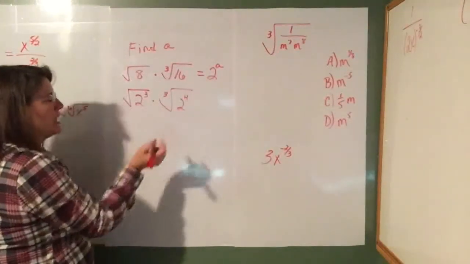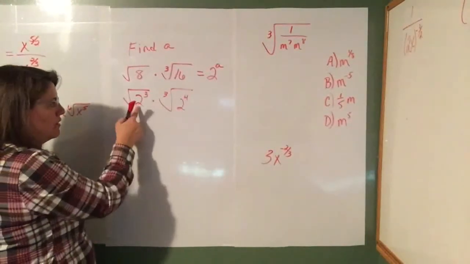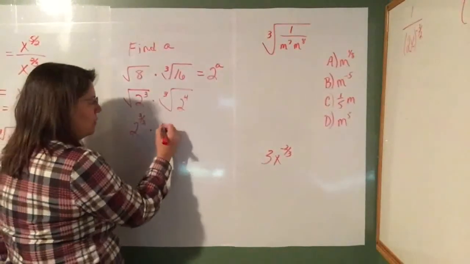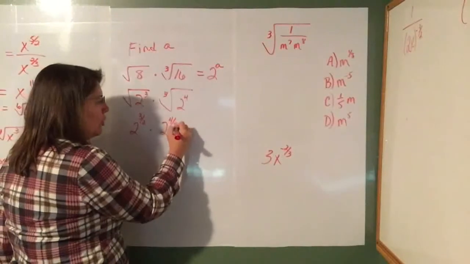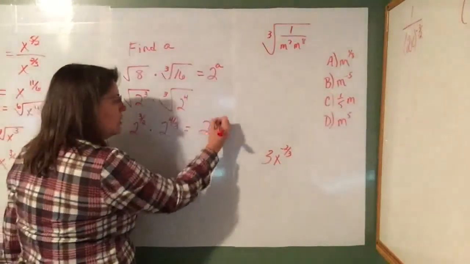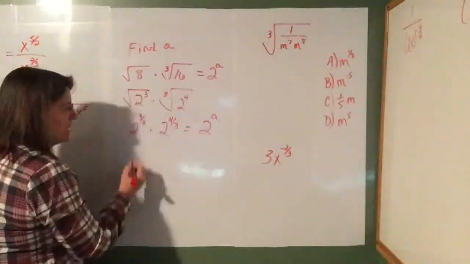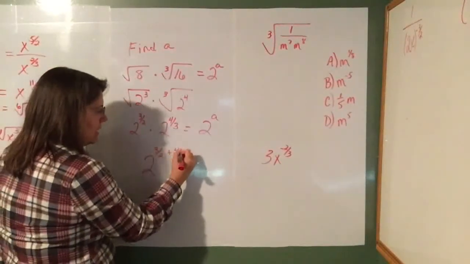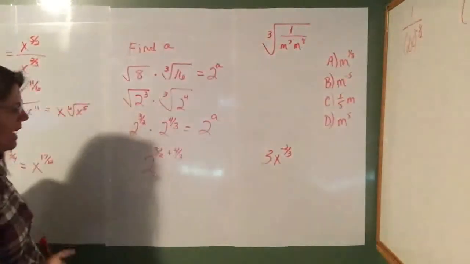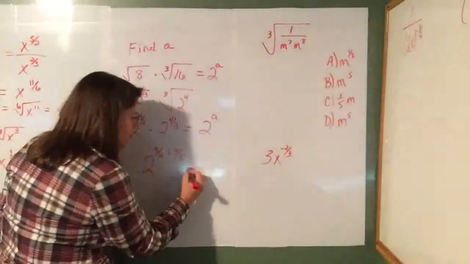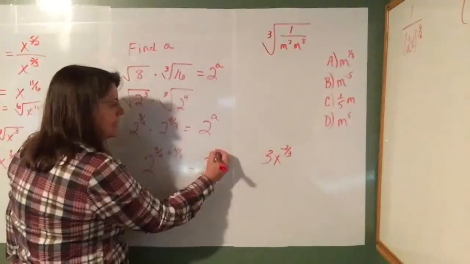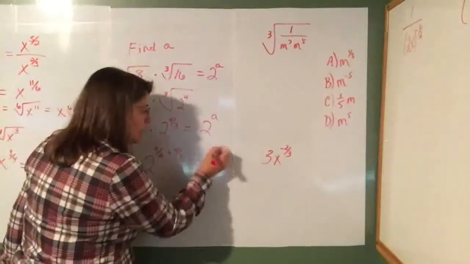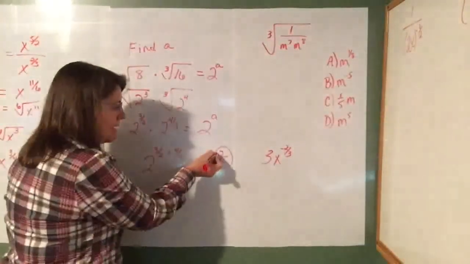So if we're converting that to rational exponents, this one would be 2 to the 3/2, and this one would be 2 to the 4/3. And then if we want to figure out what a is, we would keep the 2 and we would add the exponents together. So 3/2 plus 4/3 is equal to 17/6. So a would equal 17/6 in that case.